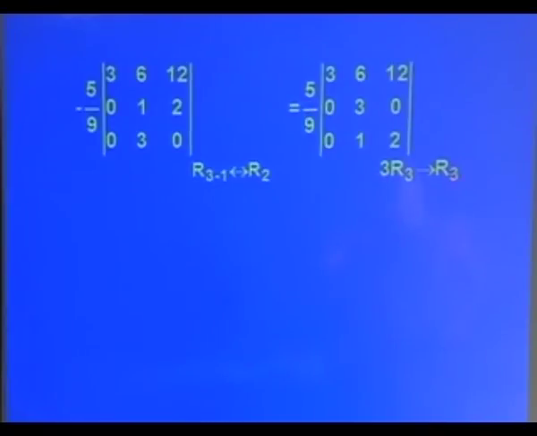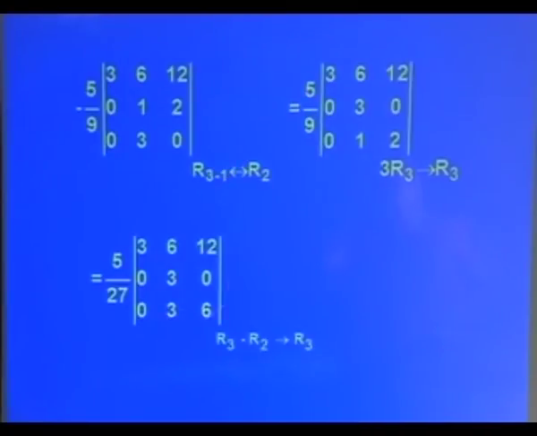Now, 3 R3 is replaced by R3. That means the third row is replaced by 3 times this. So 3 times this means 3 here, and 2 into 3 is 6, and since I am multiplying by 3, we will have 5 by 27 here. Now these two become identical, so I will again apply this elementary transformation, and this and this will get cancelled. So 0, 3, 0 will remain the same, but 3 minus 3 is 0, and 6 minus 0 is 6. Now this is a triangular matrix, and its determinant will simply be the product of this term, this term, and this term.